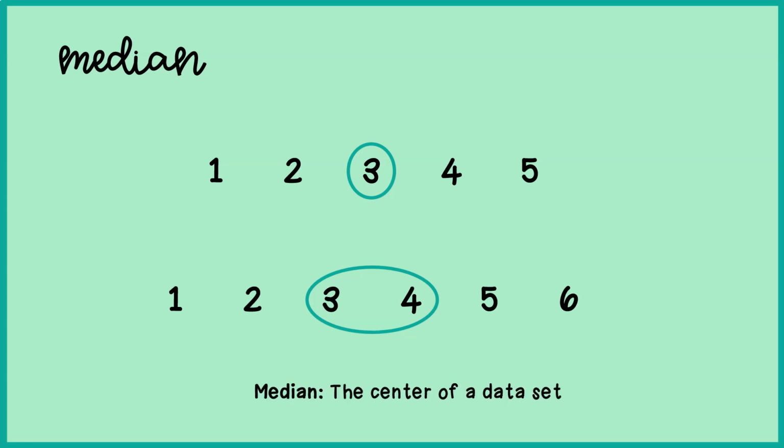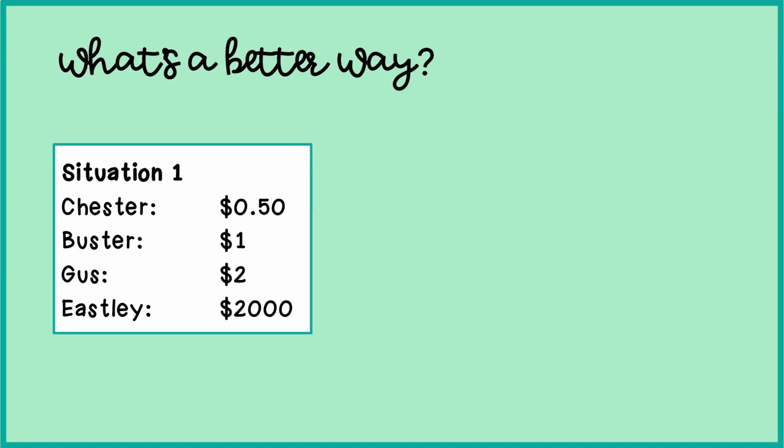Median is the center of the data set. Mean can also be considered a measure of central tendency, but median you can think of more as a physical center, the number that's directly in the middle. So let's look back at situation 1 from the first slide, and let's try to find a better way to describe the amount of money that these people have. If we took the median instead, that would be directly in between 1 and 2, or $1.50, and that more accurately represents the amount of money that most people in this situation have.